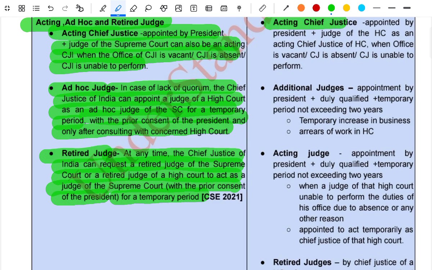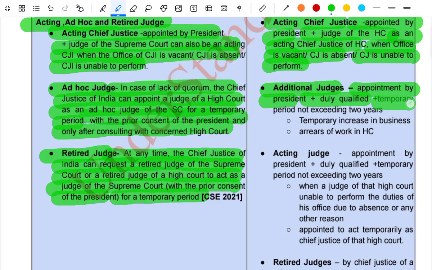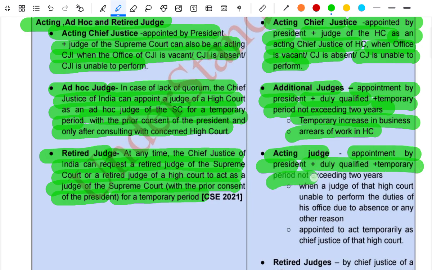Acting Chief Justice: a judge of the High Court appointed by the President as acting Chief Justice of the High Court when the office is vacant, or the Chief Justice is absent or unable to perform. Additional judges: appointed by the President, duly qualified, for a temporary period not exceeding 2 years, for a temporary increase in business or arrears of work in the High Court. Acting judges are likewise appointed by the President for a temporary period not exceeding 2 years.